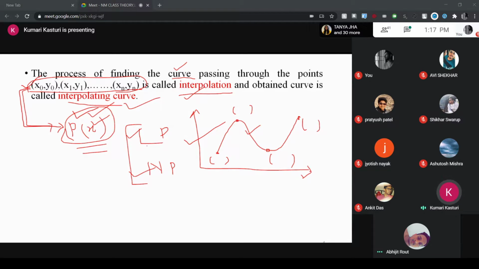How to find the polynomial? For that, two procedures are there: one is the Lagrange polynomial, one is the Newton polynomial. After finding the polynomial, you put in the x values and find, with respect to each x value, the P(x) value. Then you draw the curve. This procedure is called interpolation, and the curve you get from here is called the interpolating curve.